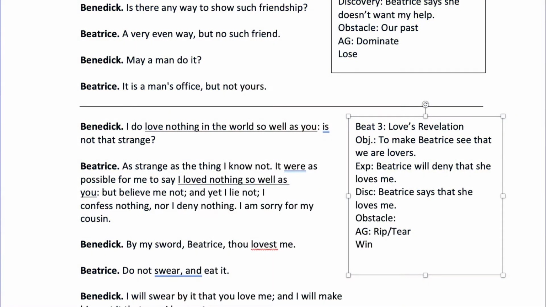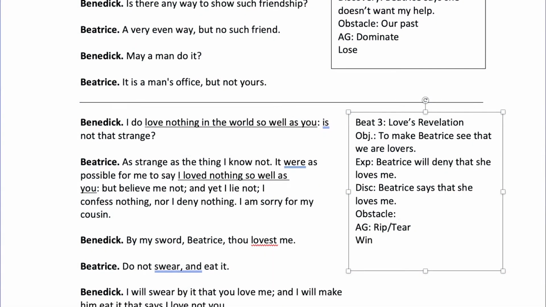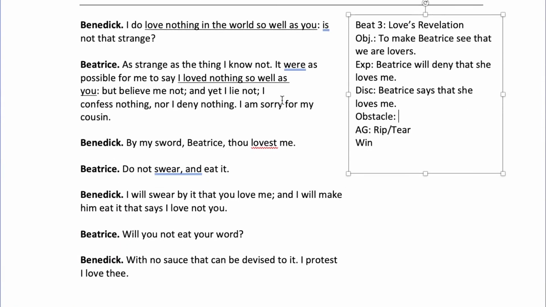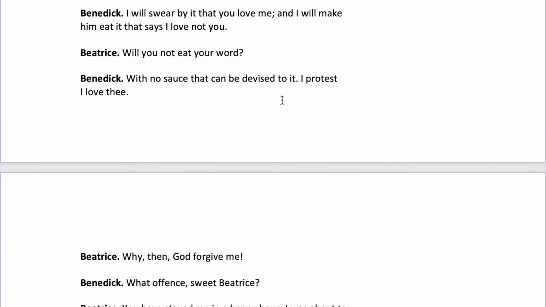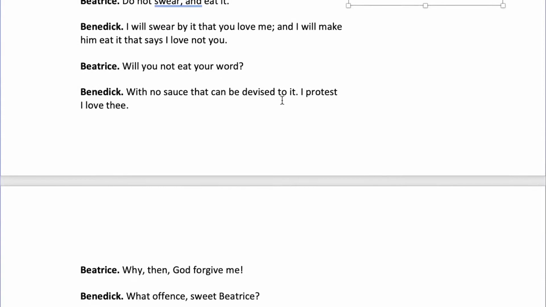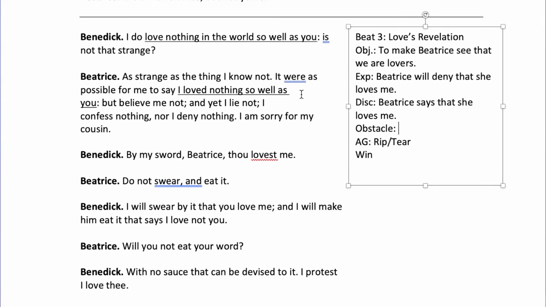Moving on to beat 3, which is love's revelation. This begins with Benedict, "I do love nothing in the world so well as you, is not that strange," and this is the longest beat in the scene, and it ends with "Come bid me do anything for thee." The objective is to make Beatrice see that we are lovers, to make her understand that we are together now, or to see that she loves me and I love her. And the obstacle to that is my character's fear, Benedict's fear, of being vulnerable. So again, that is another internal obstacle.